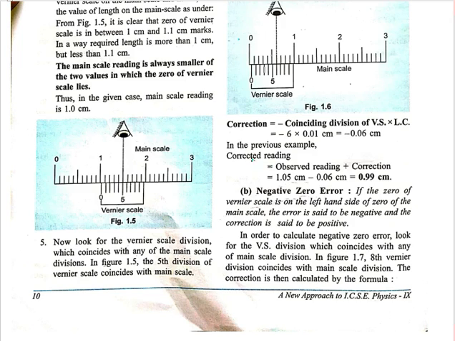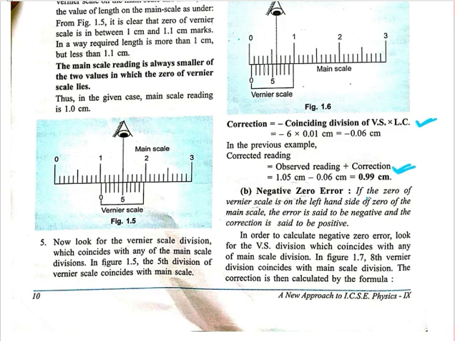So in the previous example, what will be the corrected reading? The corrected reading will be the observed reading plus correction. Correction is this one, the formula of correction is this one, so you note down these two.